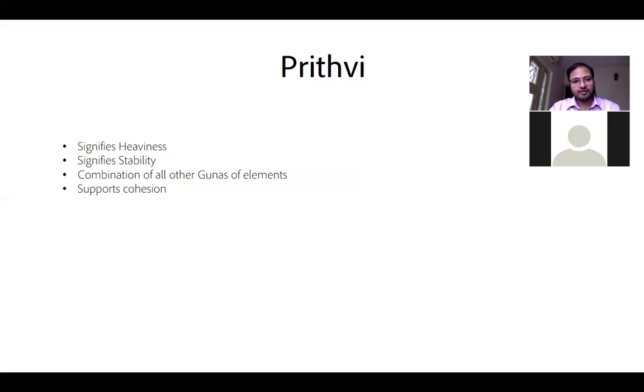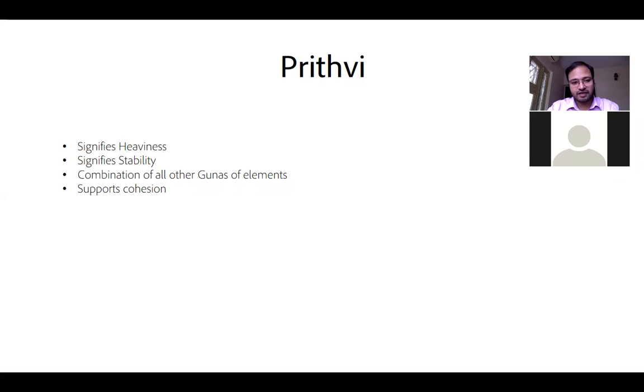So this is where that element of rigidity comes into play, and it plays a very important role in the overall skeletal structure of the human body, as that primarily is prithvi. So prithvi is an element that combines readily with the jal, and gives rise to the entire structure that we see in the human body. Some may be a little soft, some may be very hard, right? So this is the element that combines with all other gunas of other elements.